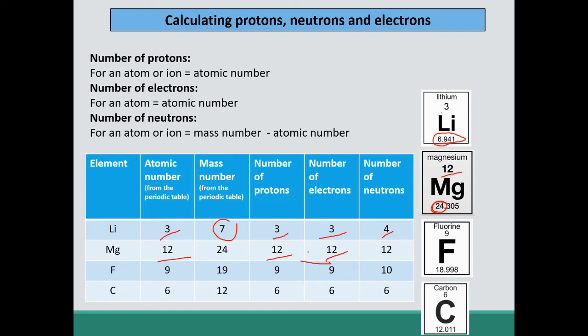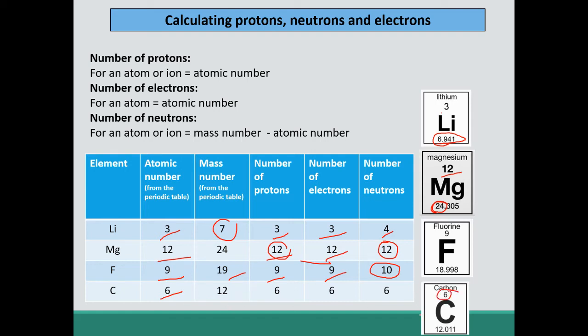And so the 12 protons plus 12 neutrons gives us a mass number of 24. Now, fluorine has got an atomic number of 9, 9 protons, 9 electrons, a mass number of 19, so it'll have 10 neutrons. Carbon, another example here, as we said, is number 6 on the periodic table.